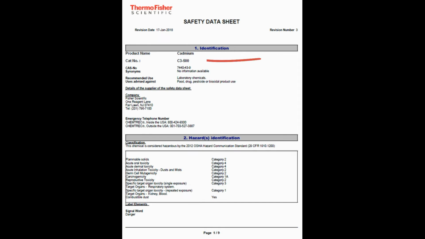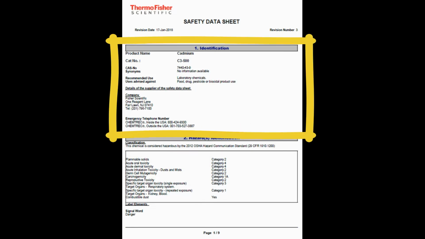You'll have a category number, the CAS number, recommended use, and uses advised against. And right here, you'll see all of the company information. This is in case you got to contact the company. Down here, some emergency telephone numbers. This is the identification section.